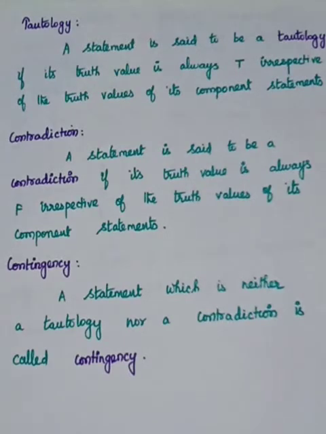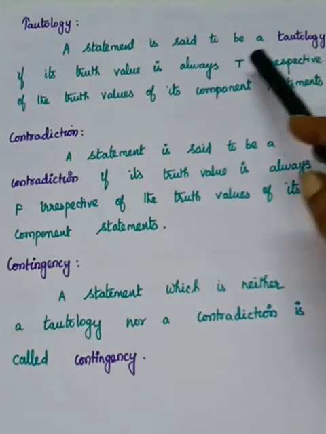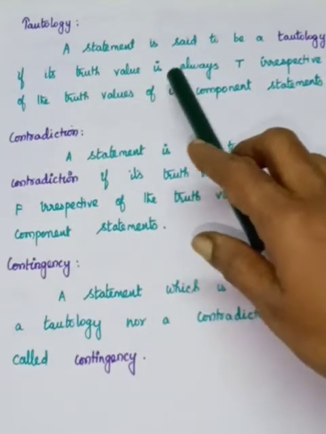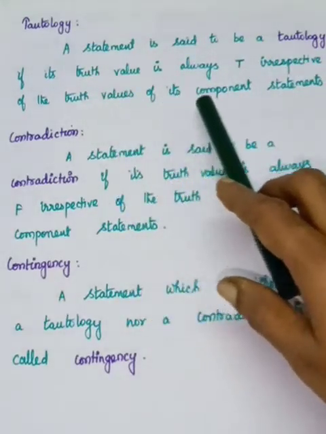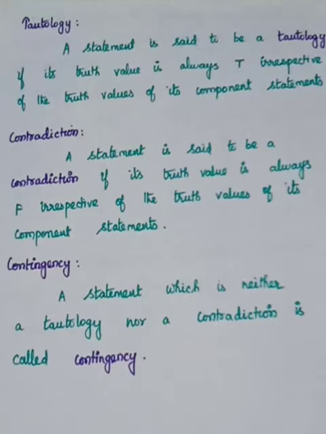Today we are going to discuss tautology, contradiction, contingency, and logically equivalent statements. First, tautology. A statement is said to be a tautology if its truth value is always T, irrespective of the truth value of its component statements. So, if the truth value is always T, that statement is a tautology.